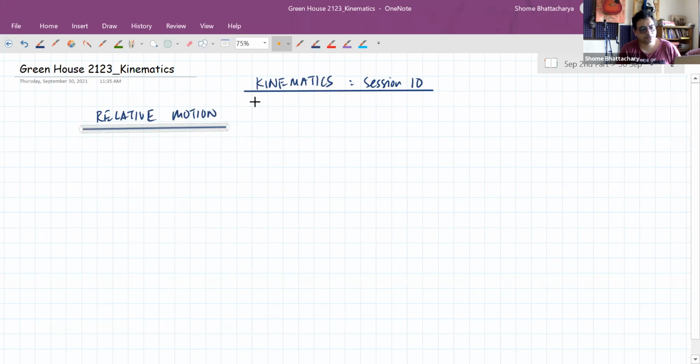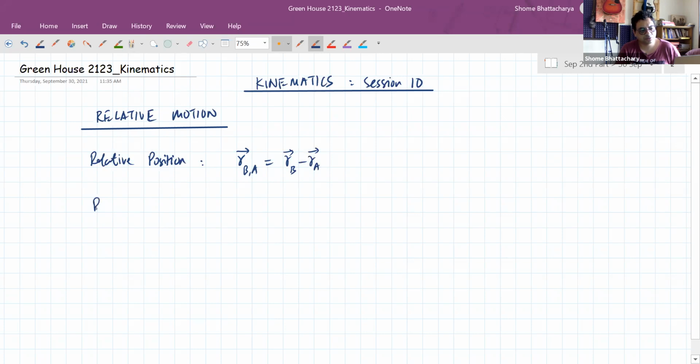So the two parameters of relative motion we've seen so far, one is relative position, where we've understood the formula that the position of one object B with respect to another frame A, or with respect to another moving object A, is given by the absolute position of B in the ground frame minus the position of A in the ground frame.